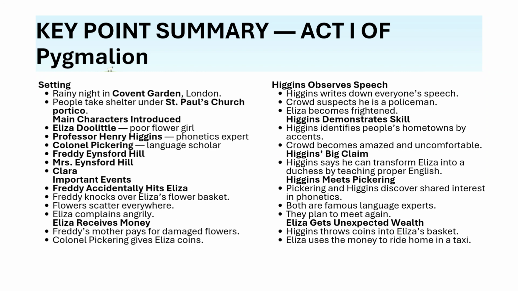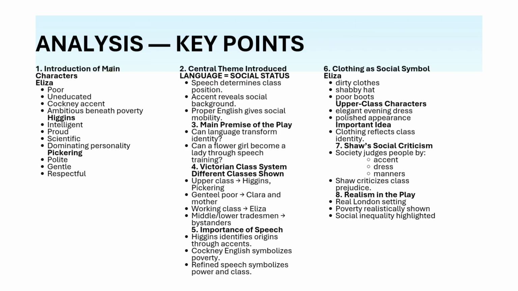Thus, Act 1 establishes the major characters, introduces the theme of language and social class, and sets in motion the experiment that will transform Eliza's life and drive the rest of the play. Act 1 is much more than an introduction to the story. It establishes the major characters, introduces the central themes, and presents the social issues that Shaw will explore throughout the play. Let us first consider the introduction of the main characters.